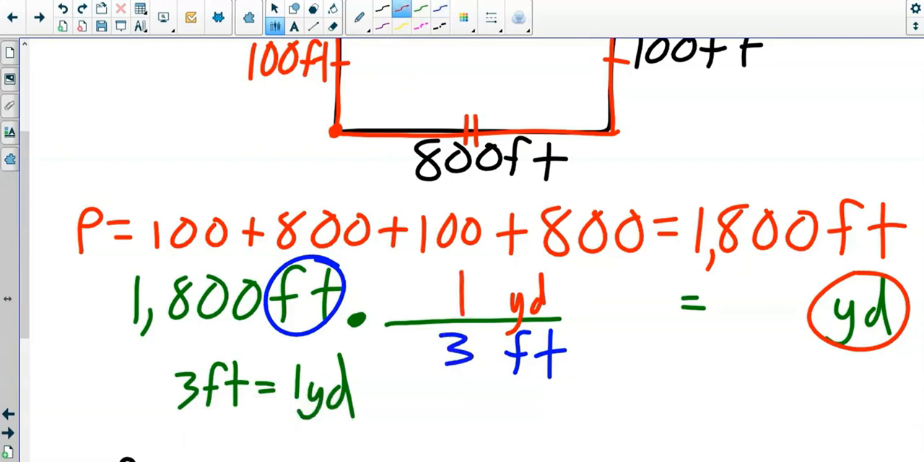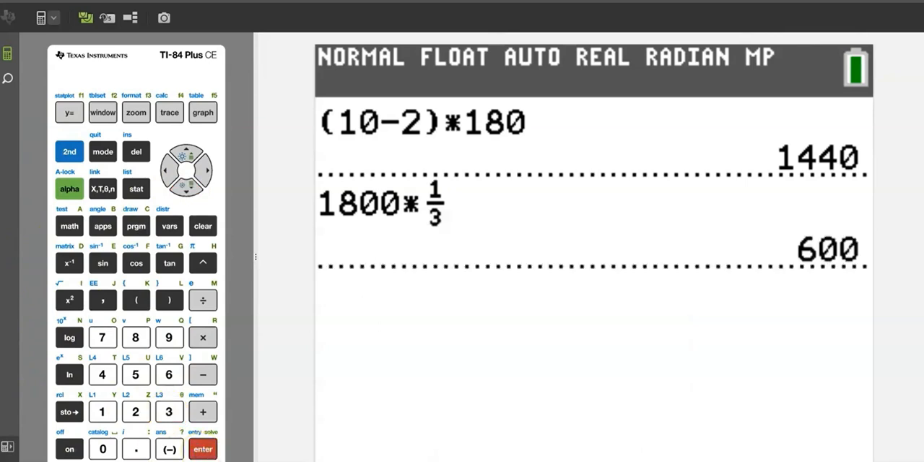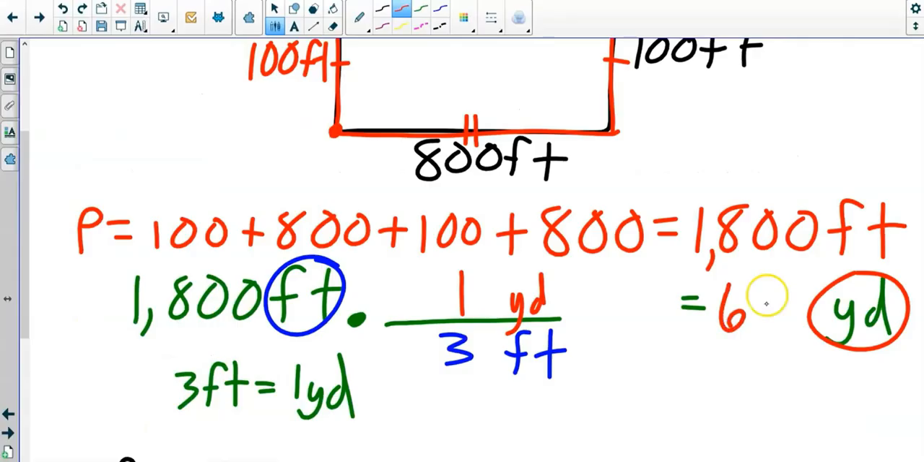So now you know how to multiply. We're going to take 1,800 and multiply that by 1/3. Again, if you're not good at fractions, just go to your calculator. 1,800 times 1/3. Enter. So there's how many yards my fence will be: 600 yards. Actually, I want that in green because this is step 2. So we've converted it, and now you can find the price because that's the last step.